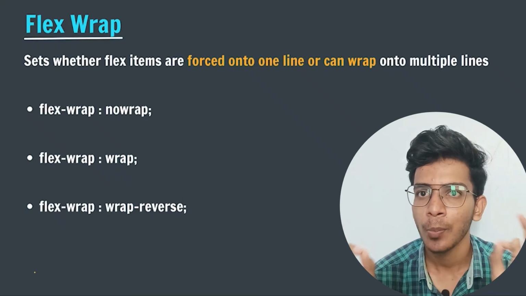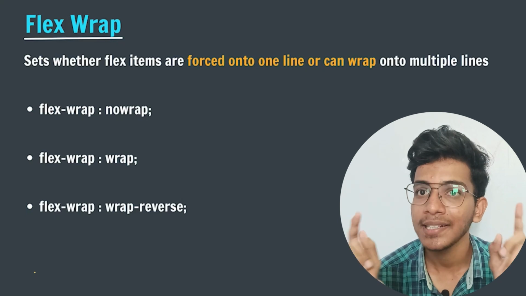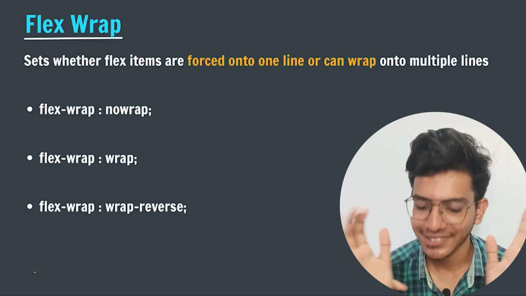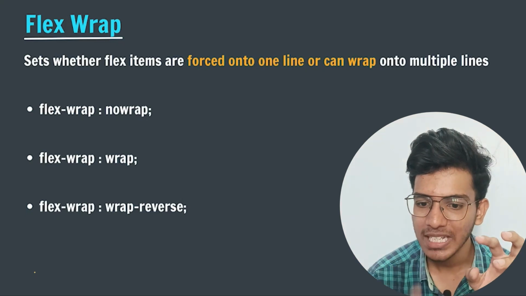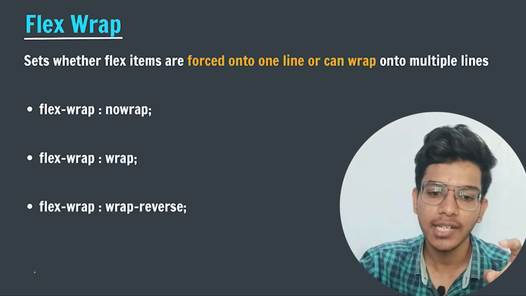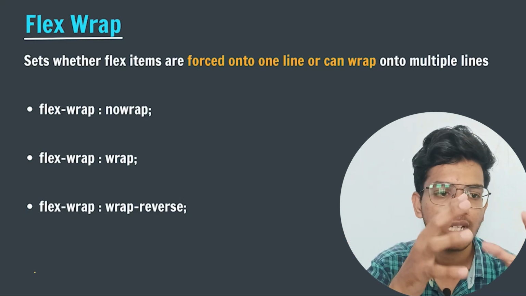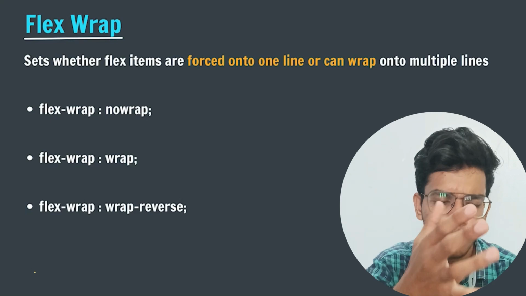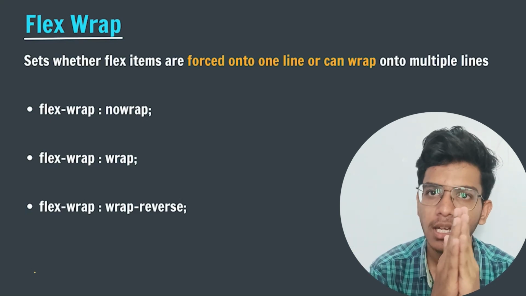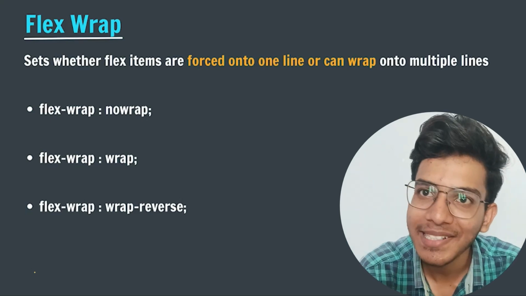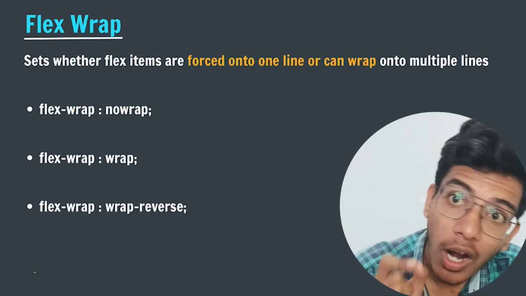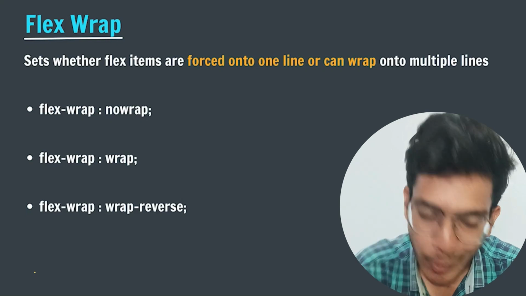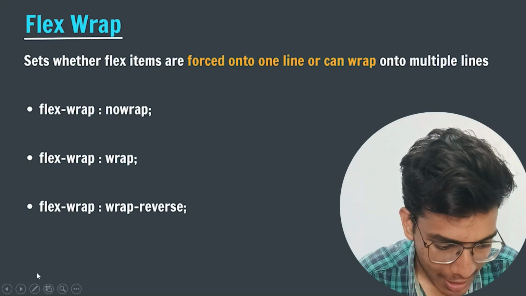Okay, the next property is flex wrap, and this is a very interesting property. If you notice, when I give each individual child element, let's say, a width of 400 pixels, even though I have given 400 pixels, the width is not getting applied in my parent element. I will show you what I mean.